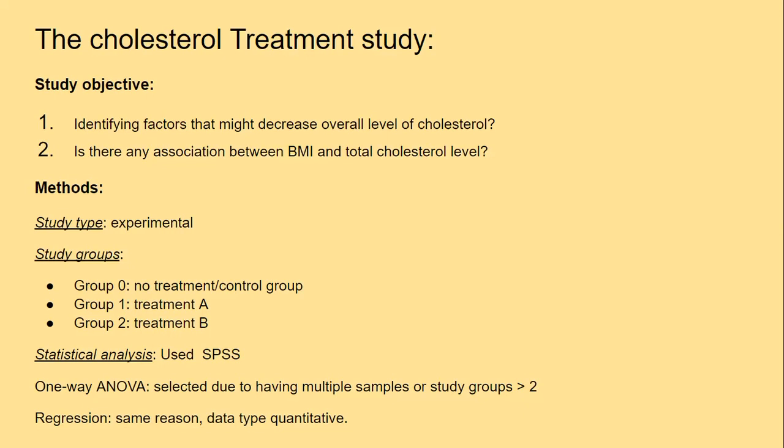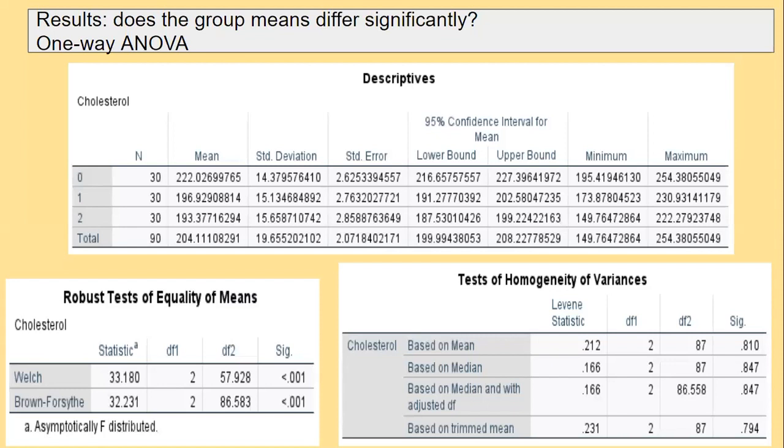If we go into the results of the study, after we ran the data analysis through SPSS, we came to answer the first question, which is whether there is any significant difference between the means of the 3 groups, using the statistical analysis one-way ANOVA. After we ran our analysis through SPSS, we have these outputs. The first output that we have is the descriptive.